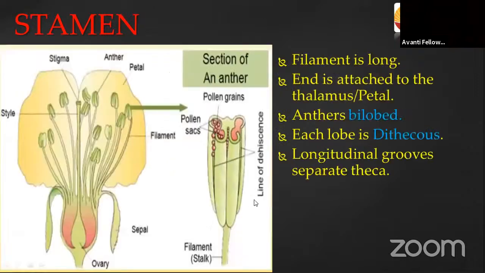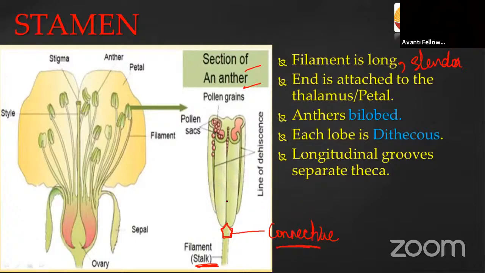Here you can study something about the stamen. This is a section of an anther. The filament is long and very slender. Slender means very delicate. This filament, the stalk of the stamen, is called the filament. Then this part is called the connective. The connective is the place where the anther and filament are attached.